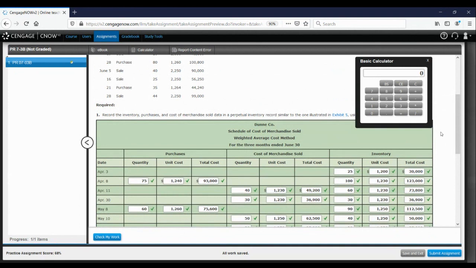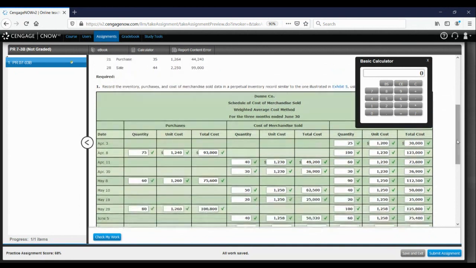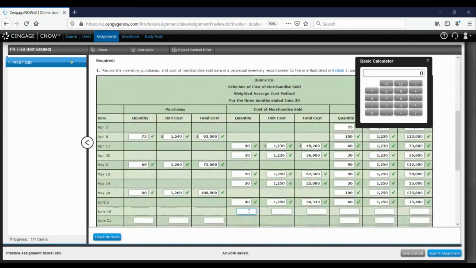We sold 25 units at $12.58 for a total cost of merchandise sold of $31,450.